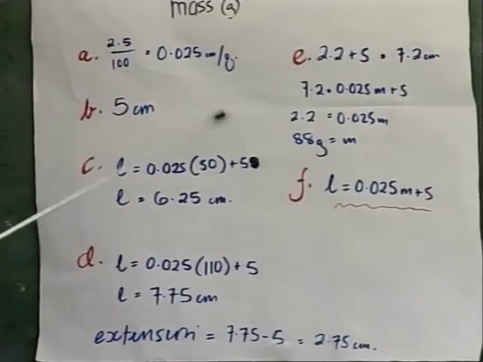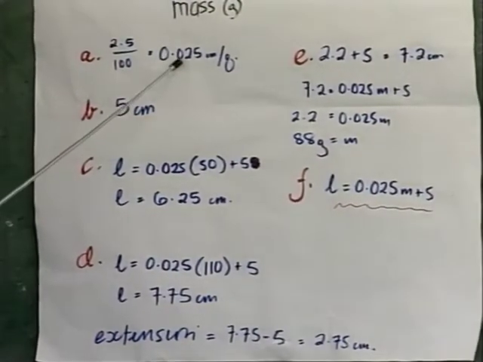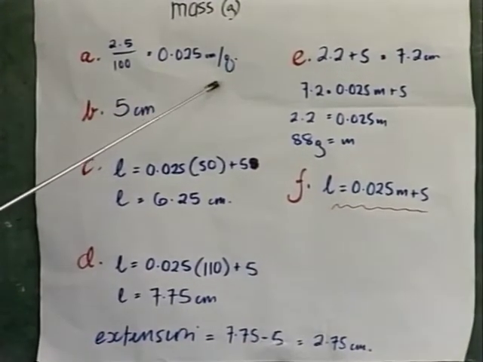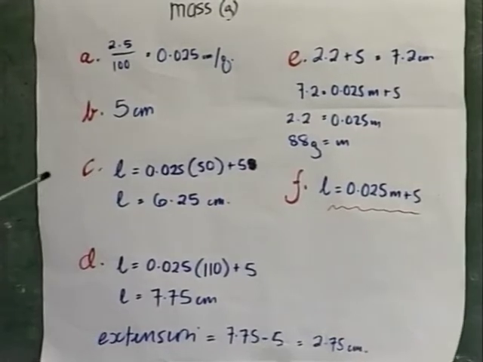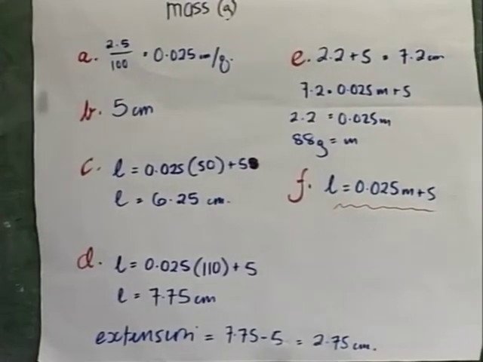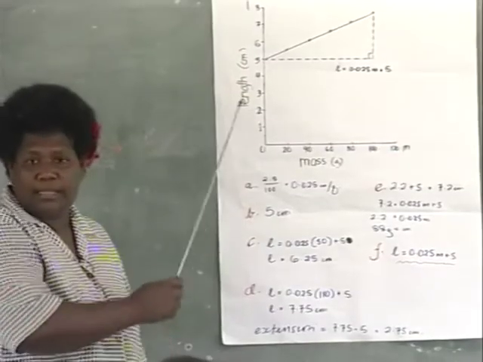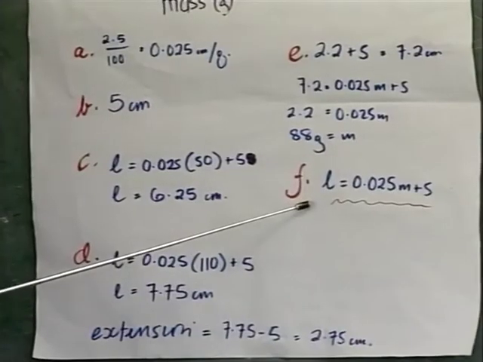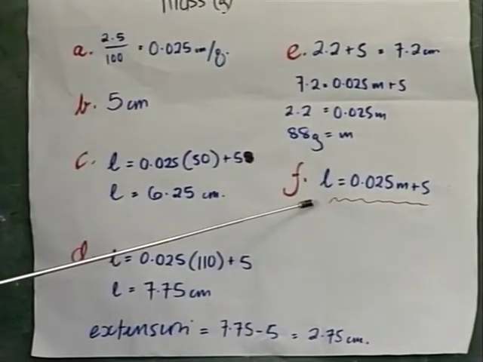Okay, so that's what they've done. They calculated the gradient and came up with 0.025 centimeters per gram. That's the extension. Okay, the rest of the questions you can actually find from the graph because the line that they've drawn is a straight line. And then in the end, you can calculate or find the equation of the line.